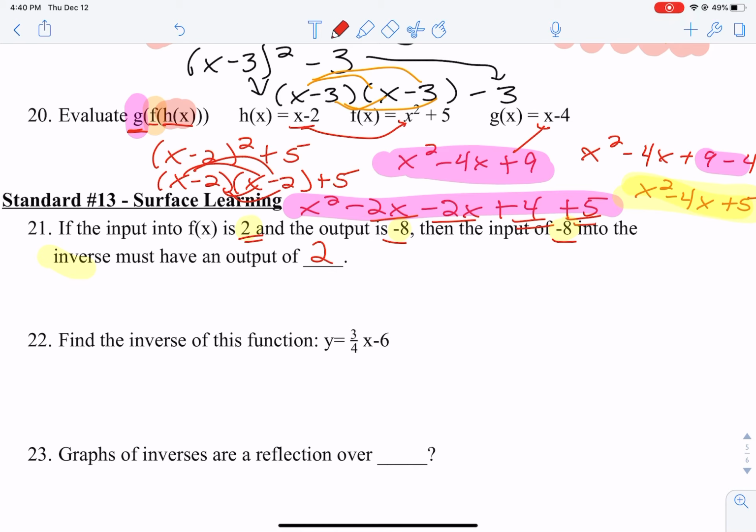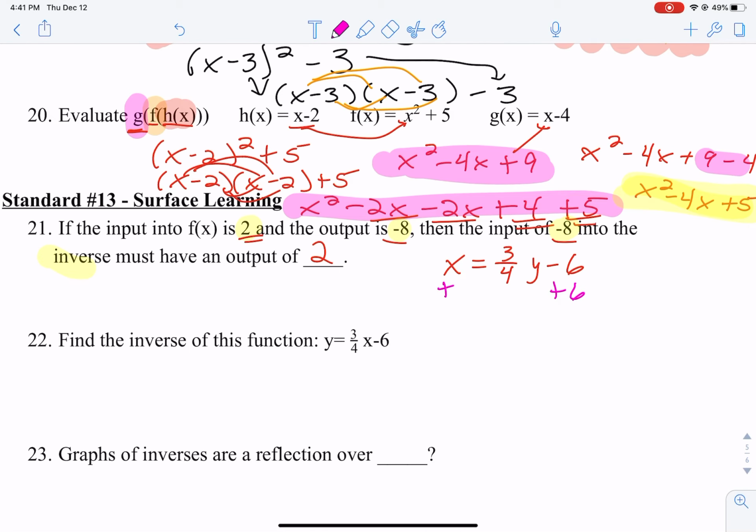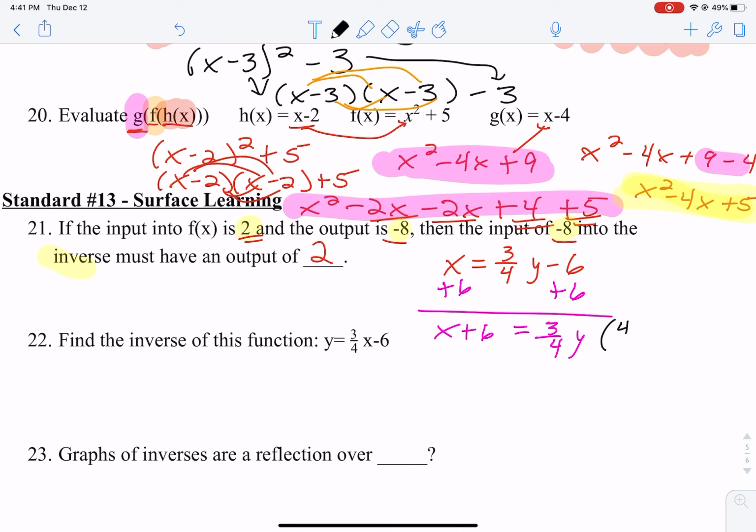So it's already written as y, so we're going to switch x and y. So it'd be x equals 3/4 y minus 6. We're going to add 6 to both sides. So we get x plus 6 equals 3/4 y. And then we're going to multiply both sides by 4/3, the reciprocal. 4/3. Put it in parentheses. Now these make 12 over 12, which cancel.